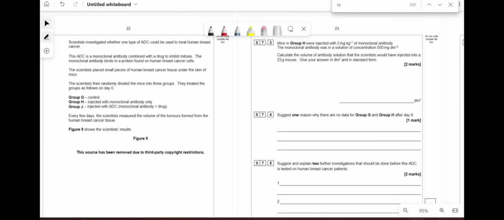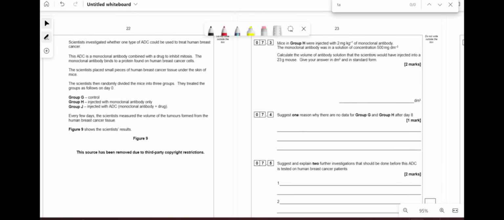Okay, so scientists investigated whether one type of ADC could be used to treat human breast cancer. This ADC is a monoclonal antibody combined with a drug to inhibit mitosis. The monoclonal antibody binds to a protein found on human breast cancer cells. The scientists placed small pieces of human breast cancer tissue under the skin of mice, and they randomly divided the mice into three groups and treated them as follows: a control, then injected monoclonal antibody, and then injected the ADC. Every few days, the scientists measured the volume of the tumors formed on the breast cancer tissue, and we can't see figure 9. Mice in group H were injected with 2 milligrams per kilogram of monoclonal antibody.